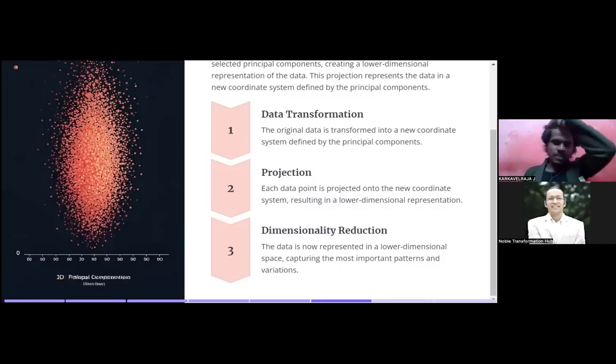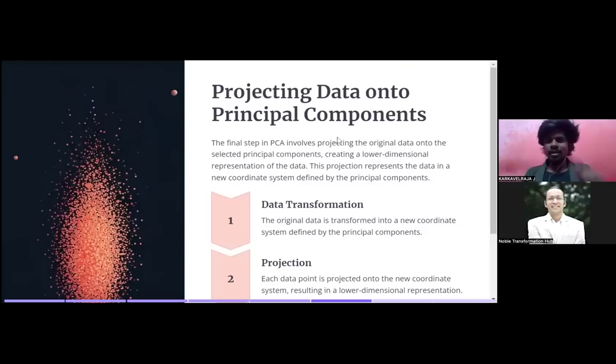Okay, so this is everything about projecting data onto the principal components. Hope you guys can understand. So yeah, that is what it is about, projecting data on principal components. Yes sir, over to you.